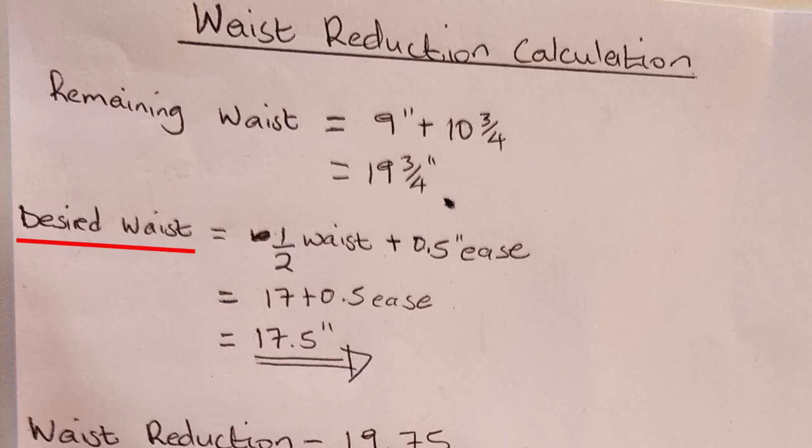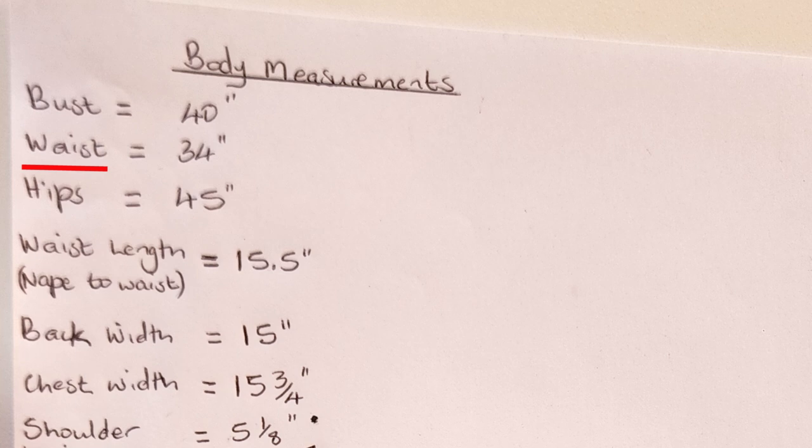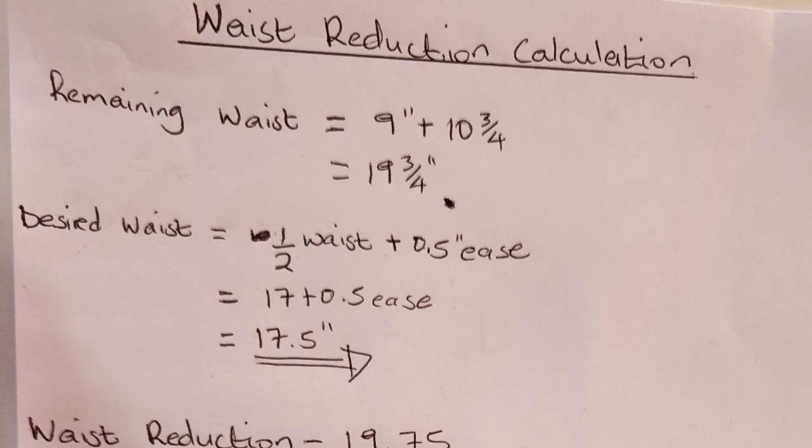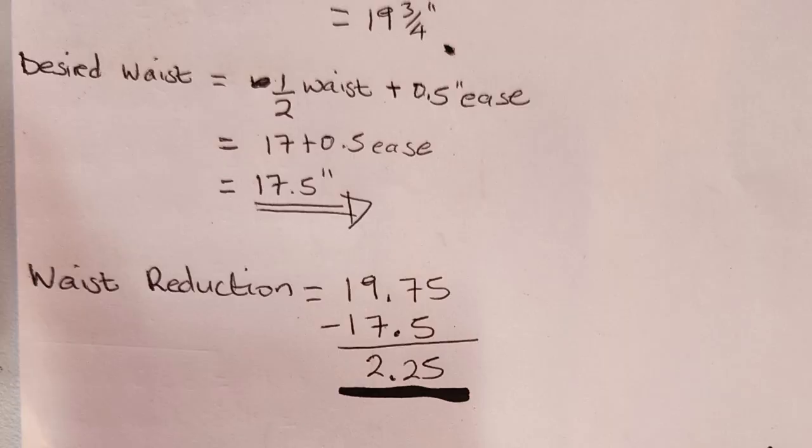The desired waist is going to be half the waist plus 0.5, which is for ease. My total waist is 34 inches. So if you divide 34 by 2, you get 17 inches. And then we add the ease, going to be 0.5. So it will be 17.5. So this is going to be our final waist.